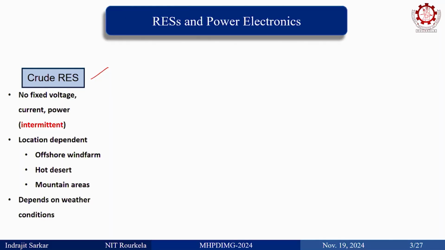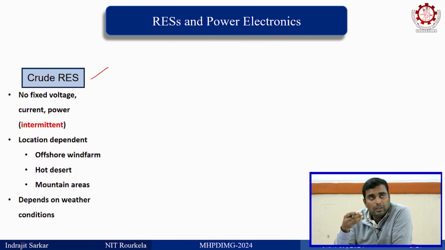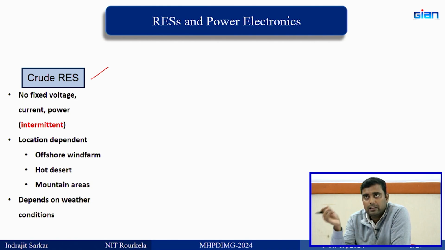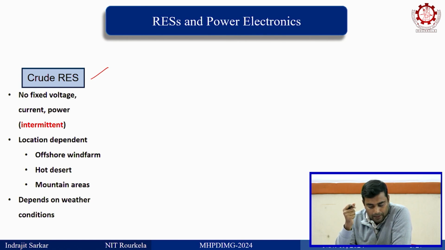So, the sources are there, but the power that they are generating is in a very crude sense. What do we mean by crude sense? Because the voltage is not fixed, the current delivered by that source is not fixed, and the type of voltage and current is not fixed. It depends on whether it is solar, wind, or hydro, it is different for each. So, it depends on what kind of source you have, and also on location.